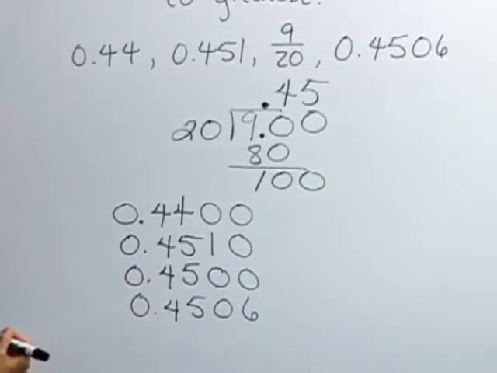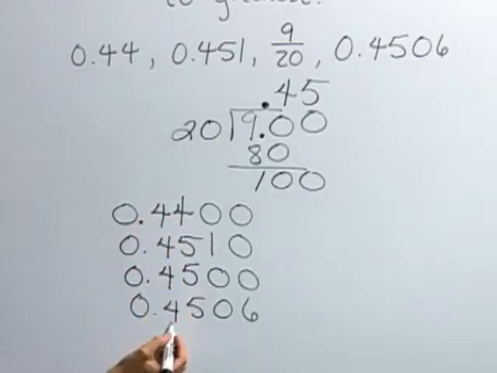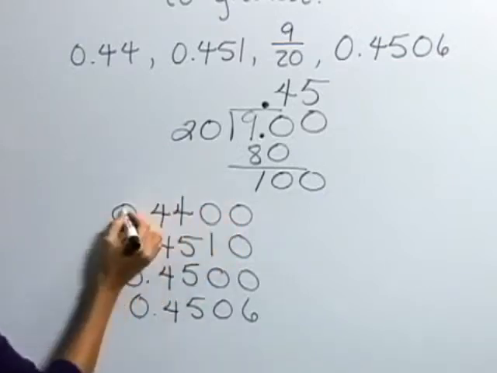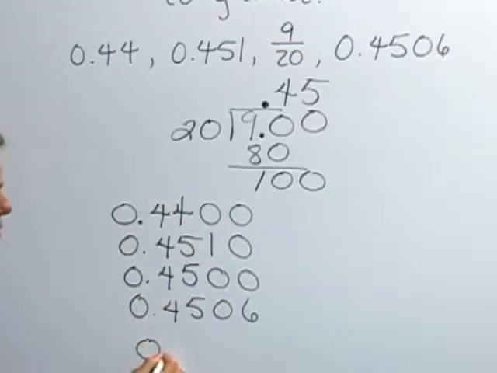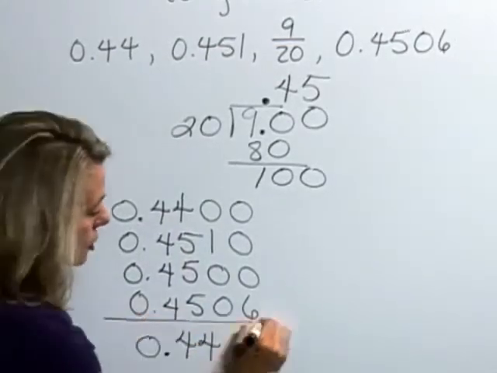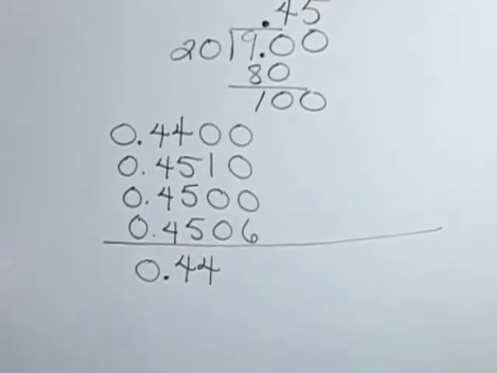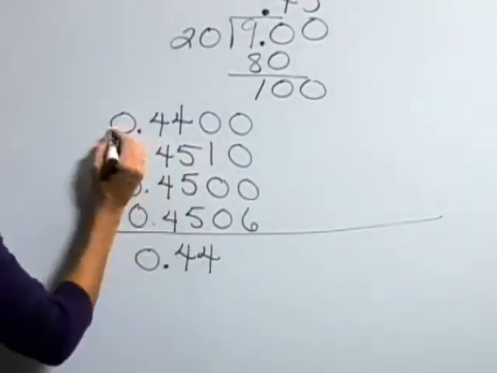So our smallest number here, since they're all the same number in the tenths position, we look at the hundredths position, and our first number is actually the smallest. So our smallest decimal here is 0.44. I'm going to draw a line there to separate my answer from my work. Now, the next, so this one's out.